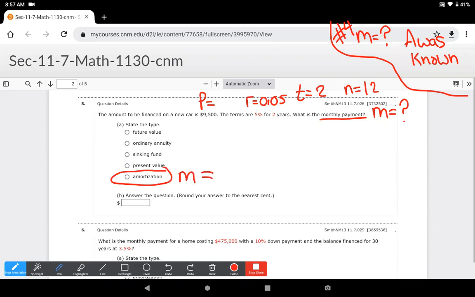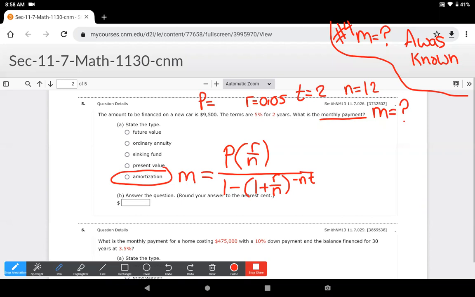and then P times R over N as a numerator, and then 1 minus the quantity, 1 plus R over N raised to the negative NT. So this one falls under amortization, right? And I mostly just look at what variables are available, but there's also examples of when to use these, right? So definitely look through the examples, look through the variables, right?